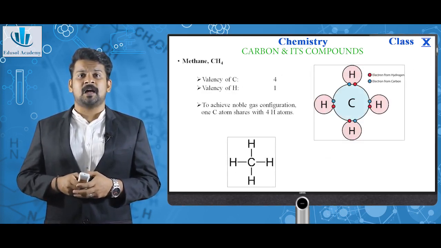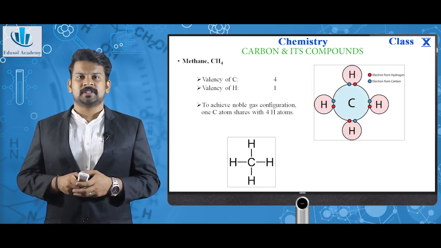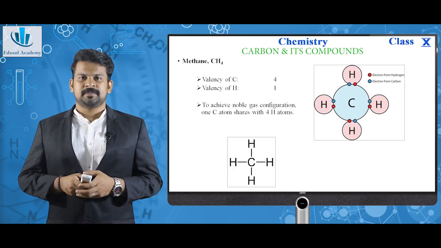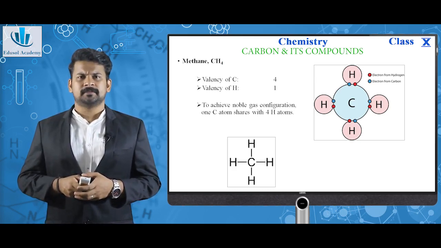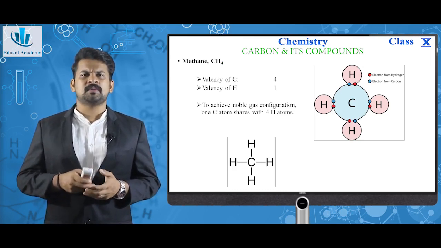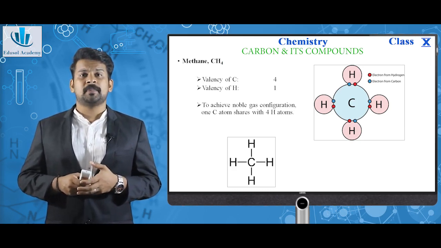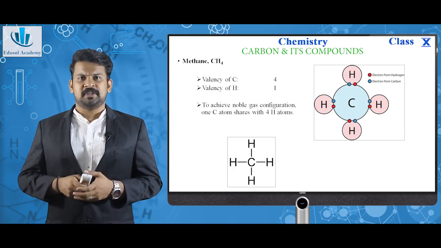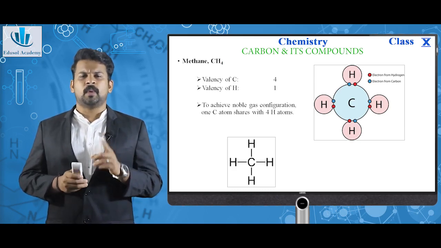Next, the simplest carbon hydrogen compound. Simplest carbon covalent compound, methane, CH4. Valency of carbon is 4. Similarly, valency of hydrogen is 1. As you can see, to achieve the noble gas configuration, one carbon atom shares with 4 hydrogen atoms, which means one hydrogen atom requires only 1 electron.